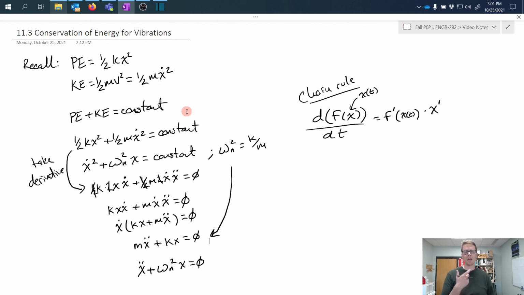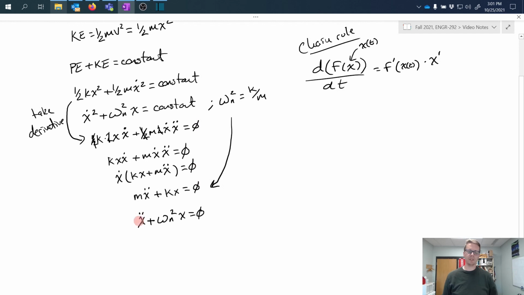So as long as I can come up with an expression for my total energy, take its first time derivative, and arrange it into the form of the standard form equation, I can use that to pull out my natural frequency for whatever system I happen to be dealing with.